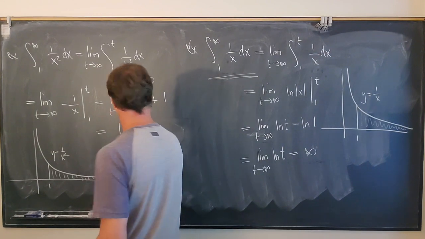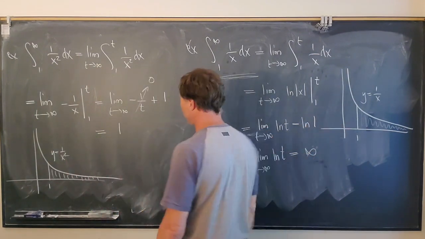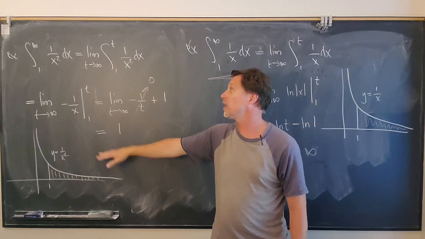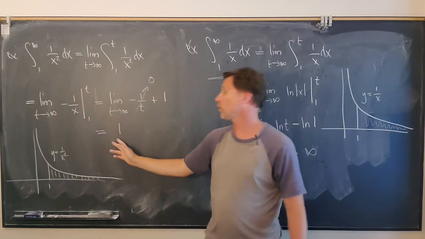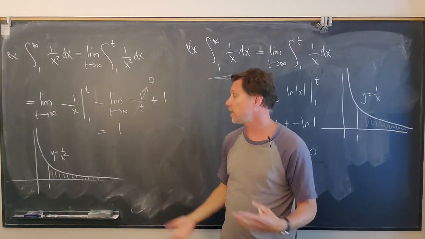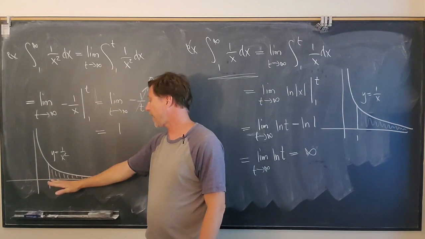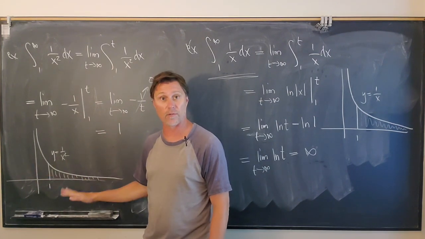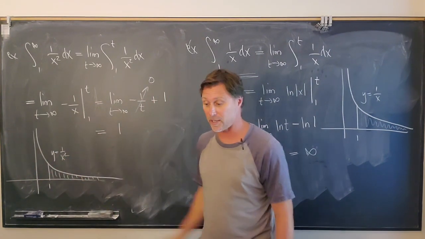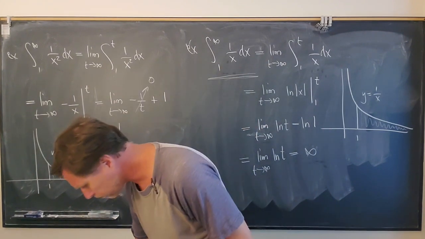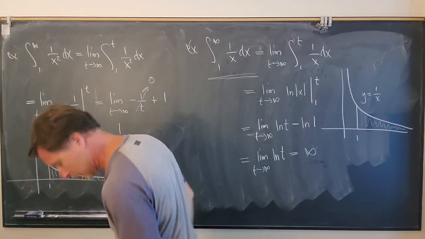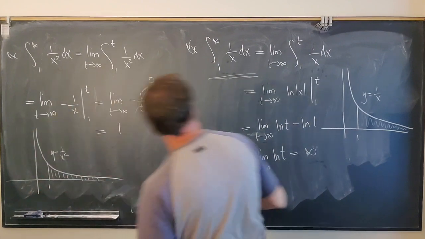Right? So divergent in the first case because we got infinity. When you get a number, we say that it's convergent. This improper integral converges to 1. The interpretation geometrically, there is a finite amount of stuff under that graph right there. Its area is exactly equal to 1.